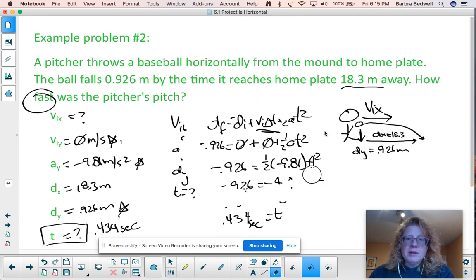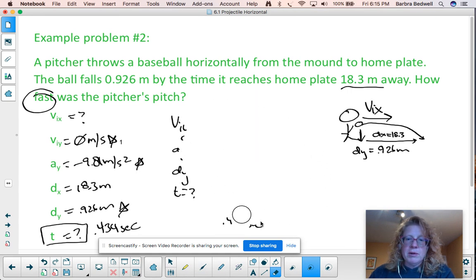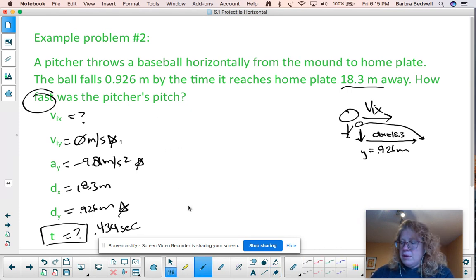I'm going to get rid of this so I can have some space to mark here. All right, now we've got time. So now, if we've got time, that means we can switch over to the other side of it. If we were just solving for dy, now we can solve for dx or vx or whatever we're trying to do in the x component.